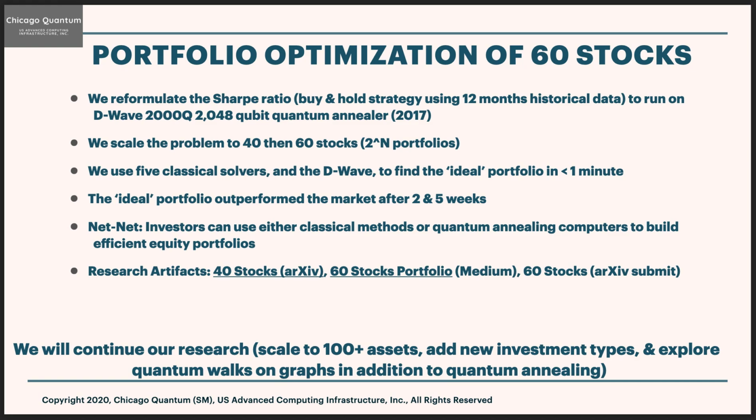Now, 60 stocks has 2 to the 60th portfolios, or 1.15 times 10 to the 18th portfolios. That's about a quintillion portfolios. It's too much to do brute force. We use 5 classical solvers and the D-Wave to find the ideal portfolio. They all take less than a minute. The ideal portfolio, the best one that we found, doesn't necessarily mean the best one, but the best one that we found outperformed the market after 2 weeks and 5 weeks.